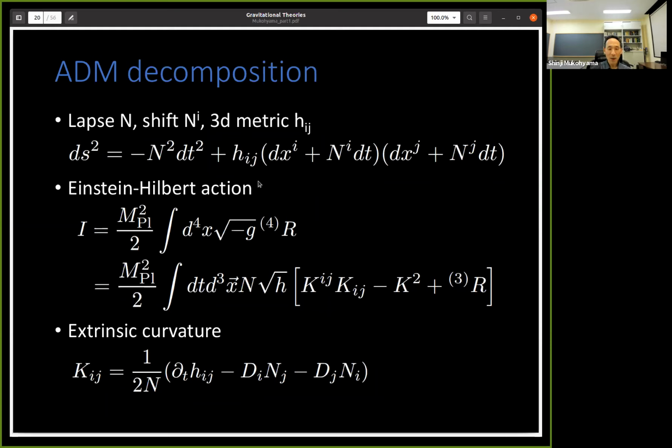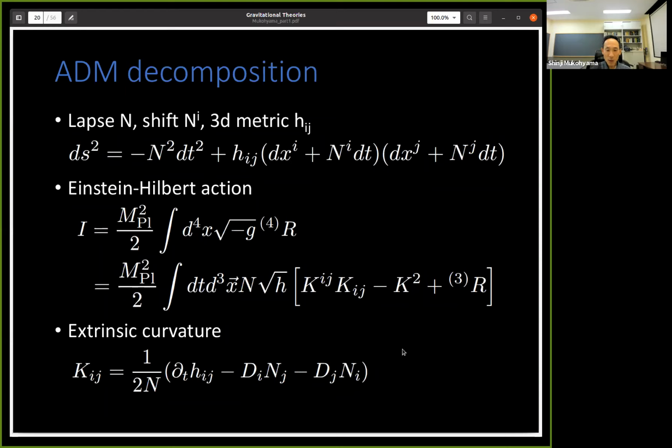But ḣ_{ij} is not a tensor, while this combination is a 3-dimensional tensor. This is the so-called extrinsic curvature. This is the time derivative of the 3-dimensional metric, and this is a derivative of the shift vector. And this is a 3-dimensional covariant derivative constructed from h_{ij}. So this combination is a 3-dimensional tensor, and it is called extrinsic curvature because it tells us how a constant time surface is embedded in space-time. So we have a square of this, so we have ḣ_{ij} squared here and here.